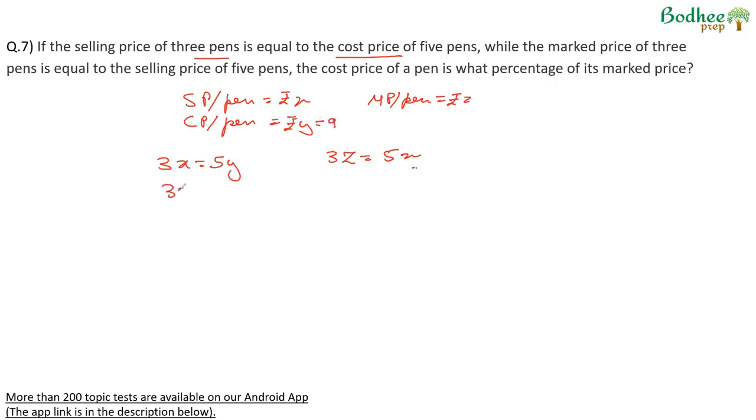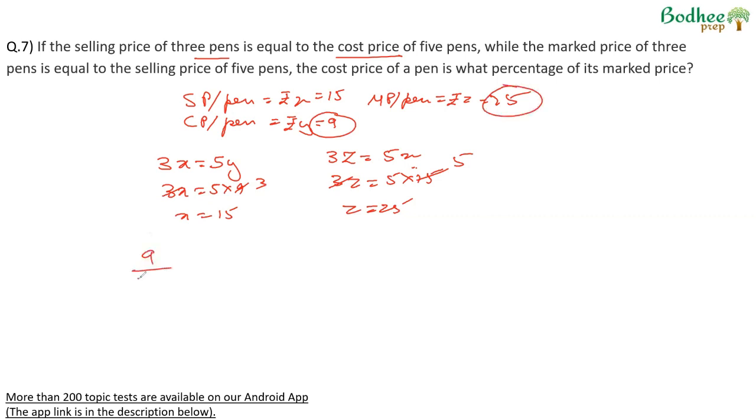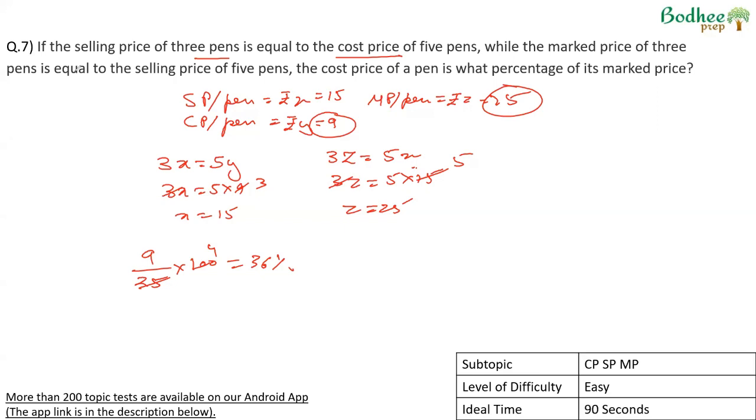If we take y as 9, 3x is equal to 5 into 9, so x becomes 15. When we put x here, 3z is equal to 5 into 15, so z becomes 25. So we have to find out the cost price of the pen is what percentage of the marked price. Cost price of the pen is 9, marked price is 25. So the required percentage is 9 upon 25 into 100, which is 36%, the answer. Again, if you choose the right number for the value, it's a pretty easy question. Should be able to solve this in about 90 odd seconds.